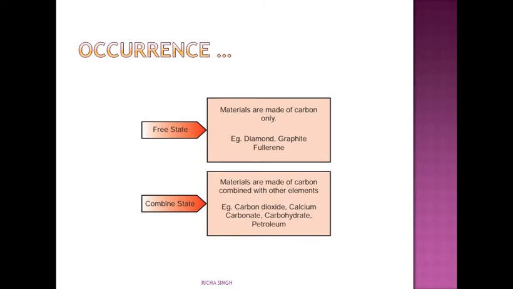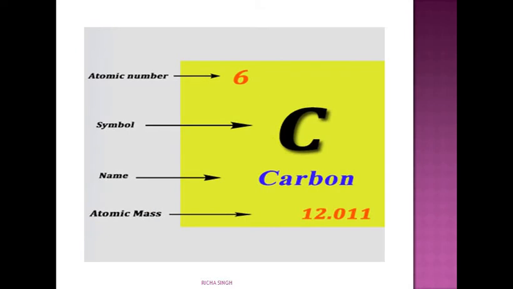They contain only carbon as a product. In the combined state also, it is present in carbon dioxide, calcium carbonate, carbohydrates, petroleum. In such compounds it is present. So this is the symbol C, you all know this. Atomic number 6, this is also known to you. And atomic mass is 12.011 and we consider it to be 12 only.